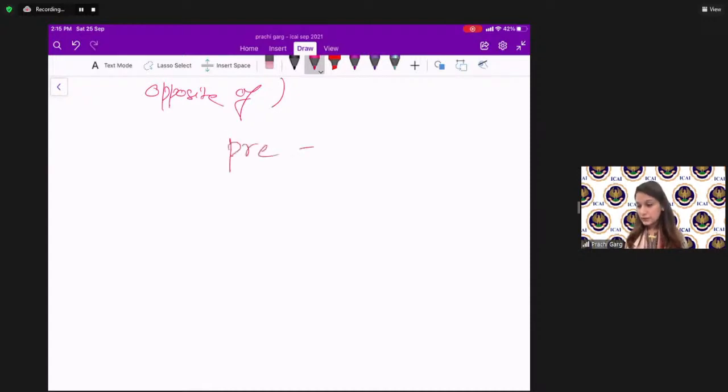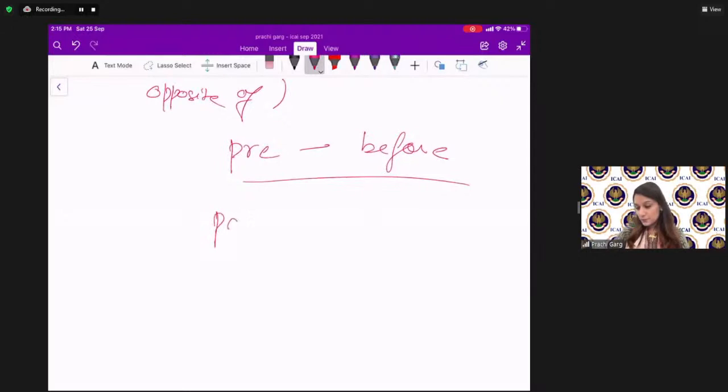Pre means before. Now, if I add another word, paid, it becomes the word prepaid. Prepaid means something that is paid already. As soon as you order, you have paid, even before receiving it in your hands, which is why it is called prepaid. A prepaid phone connection means you've already added money to it. You don't receive any bill and then pay.